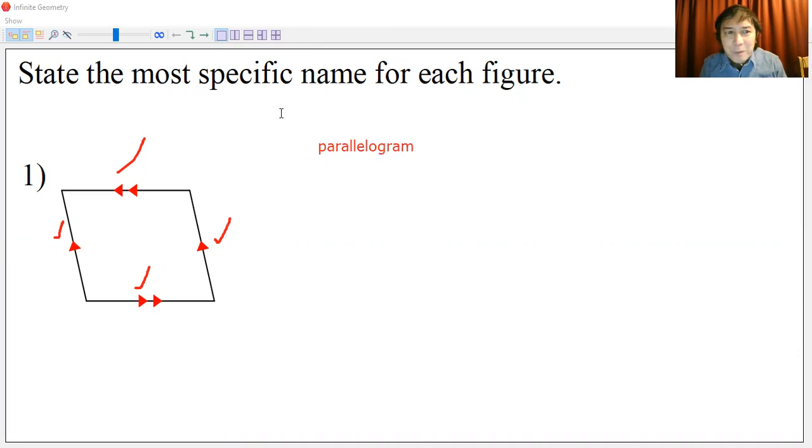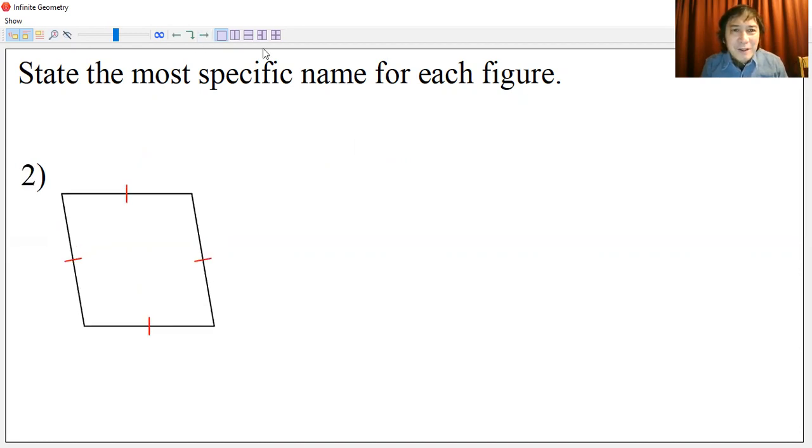This is our answer. Must be parallelogram. And we can verify that. There, it's a parallelogram. Okay, so we proceed to the next number. Let's proceed to the next figure.